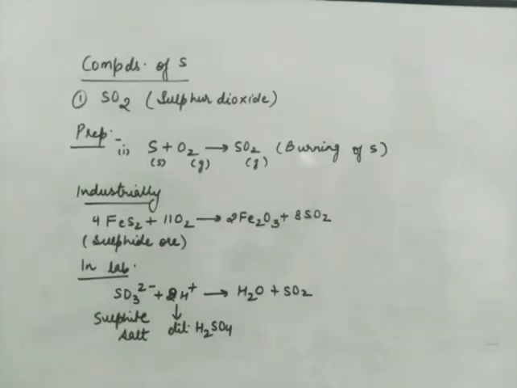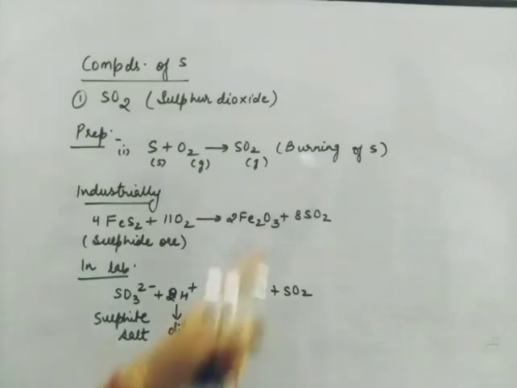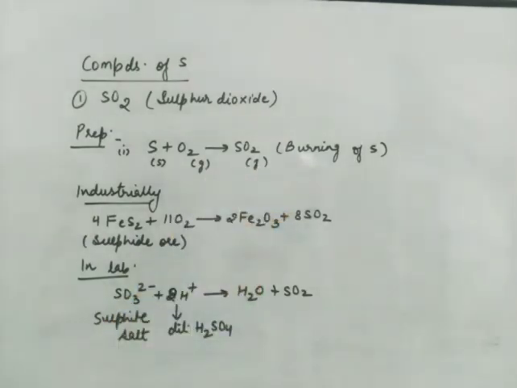Now let's discuss the compounds of sulfur. The first compound is sulfur dioxide. It is a gas. Now how is it prepared? A very common method is by burning of sulfur. So when we burn sulfur in excess of air or oxygen, we get sulfur dioxide gas.